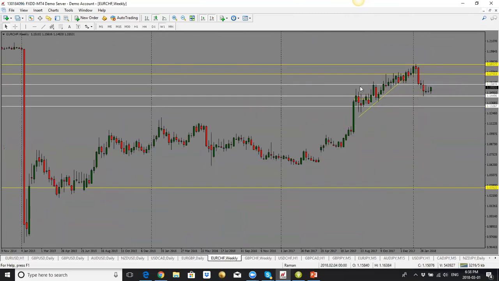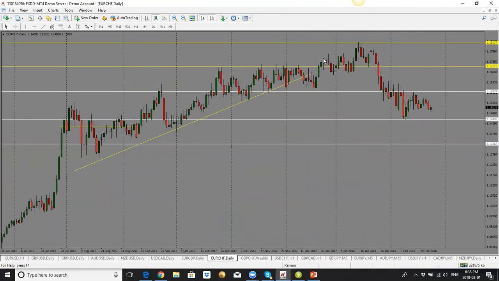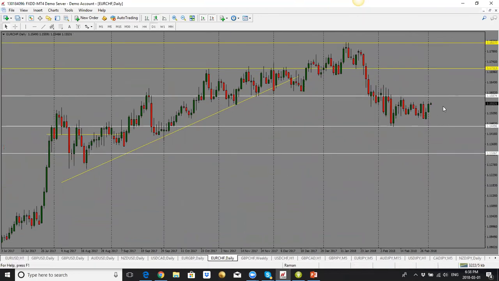Euro Swiss franc, not a whole lot going on. It's just been going back and forth in this very small range. So not looking for price to do much here. We may just see price either come back towards the bottom of the range, or it could go and test the high here, 1.1580 level. Again, probably not the best pair to trade because there is no clear direction. This has been sideways the entire time.